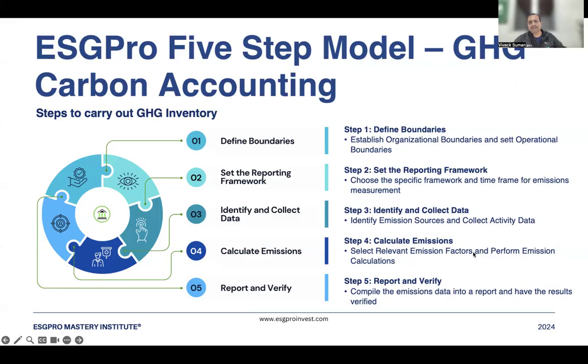So the ESG Pro 5 steps: first, it starts with defining the boundary. Any GHG inventory exercise means what to calculate, how, and where to calculate. Inventory is inventory, right? What is there in your kitchen is inventory. What is there in your company, which you use as a spare part or for your operation, is inventory. Inventory can be raw material or finished product as well. Similarly, for carbon accounting, you need to create a boundary so that your GHG inventory can be verified and validated. Very critical, step 1.